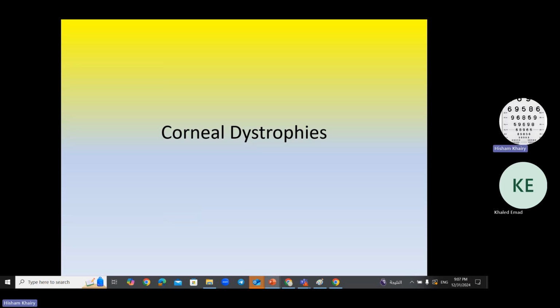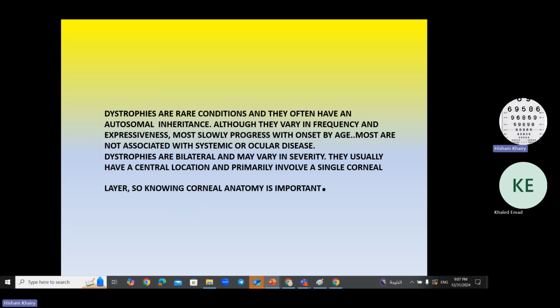We're going to talk about corneal dystrophies. We have to know that dystrophies are rare conditions, and they often have an autosomal inheritance. They vary in frequency and expressiveness.